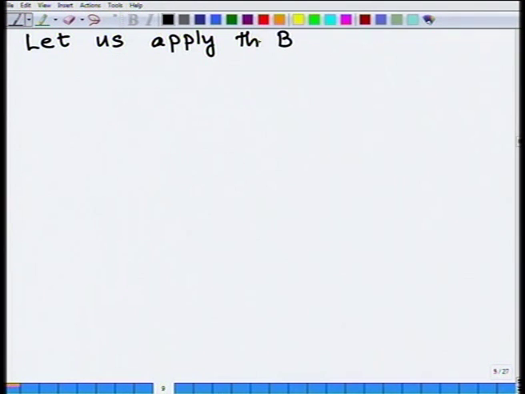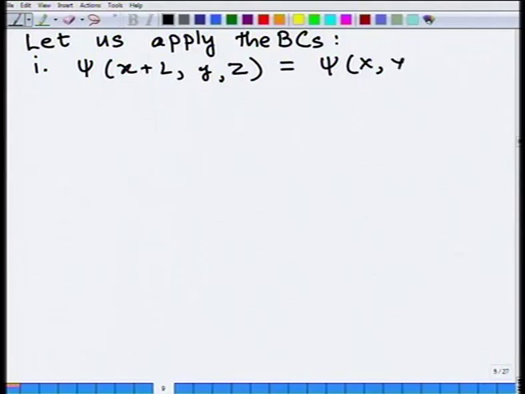The boundary conditions. One of the boundary conditions, let me repeat this again, is that phi of x plus L comma y comma z is equal to phi of x comma y comma z. Let us apply this. So what will we do? Let us substitute that into the solution.